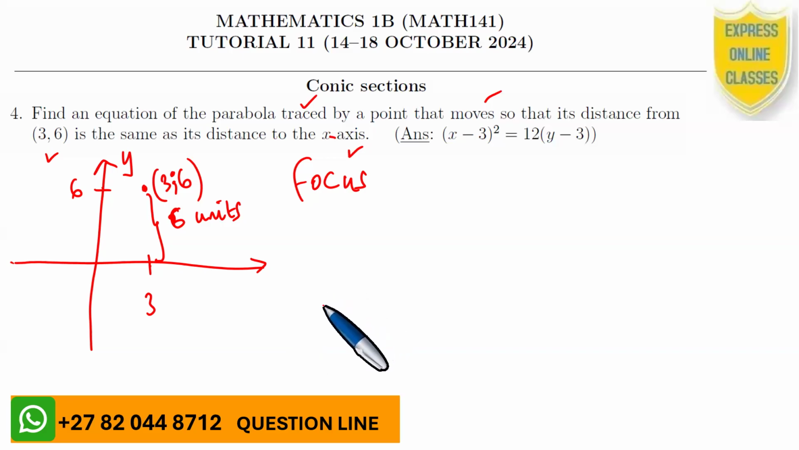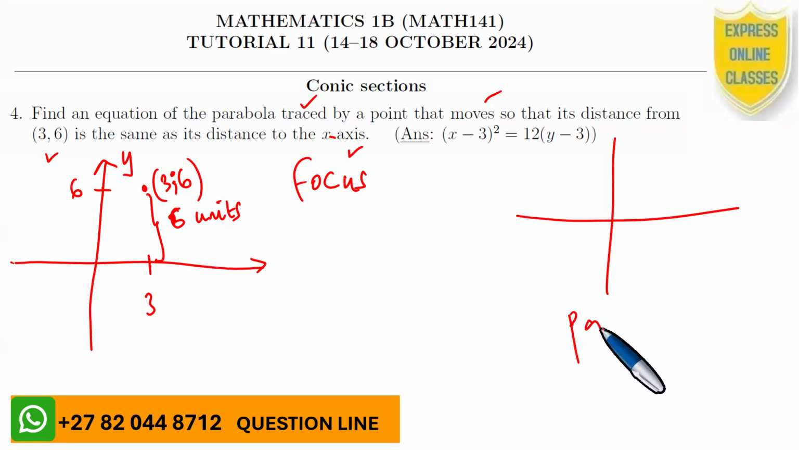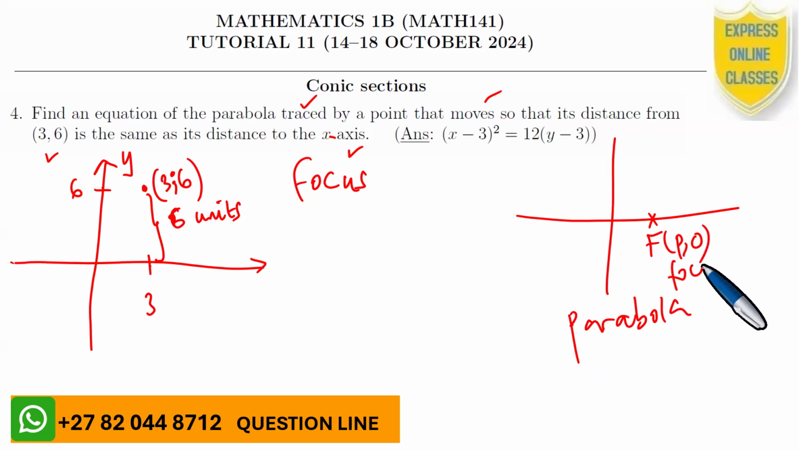So this says there's a point that moves. This is how we describe a parabola in general. If this one is the focus, we describe a point that moves. If the parabola is like this, we describe a point that moves and you call it an arbitrary point, P.